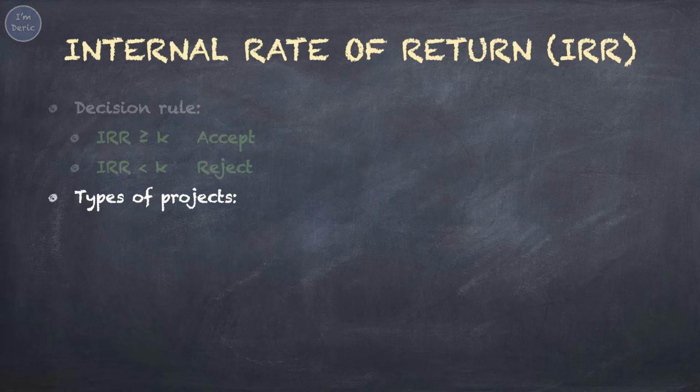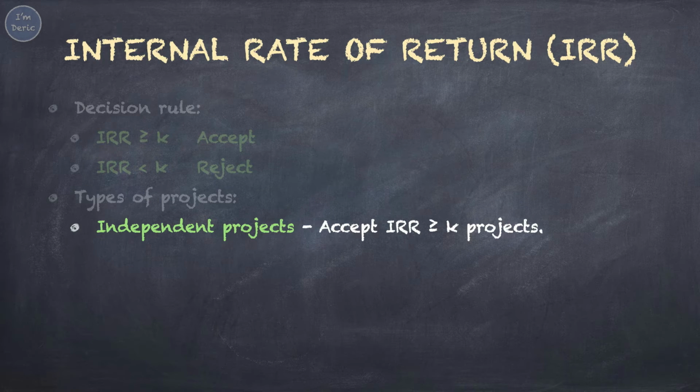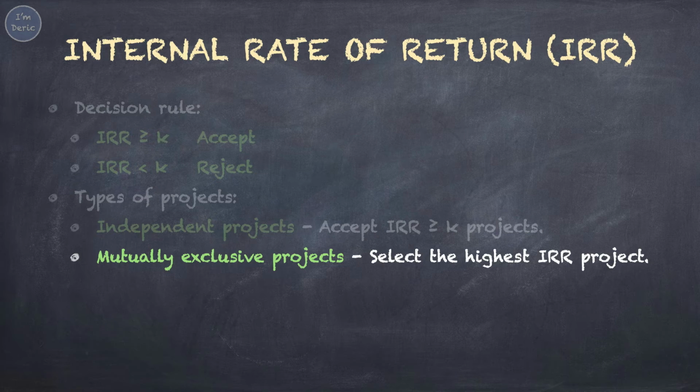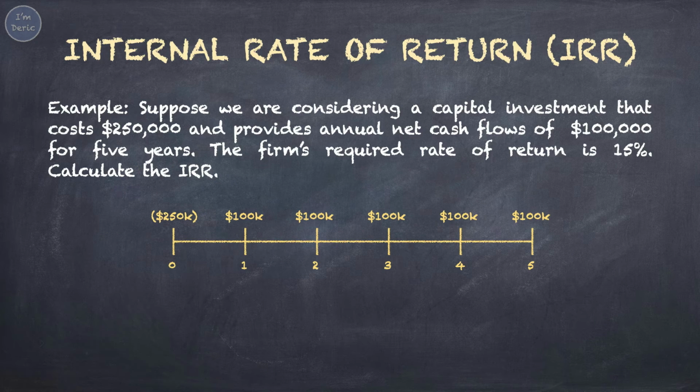In terms of types of projects, if the projects are independent, you may accept all the projects as long as the IRR is greater than or equal to K. But if the projects are mutually exclusive, you can only select the project with the highest IRR. Let's look at the following example.